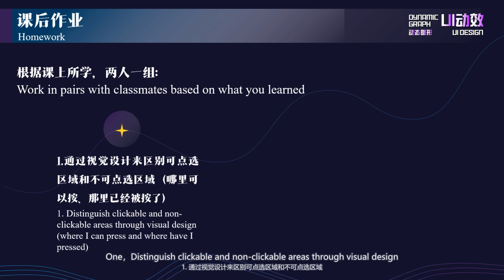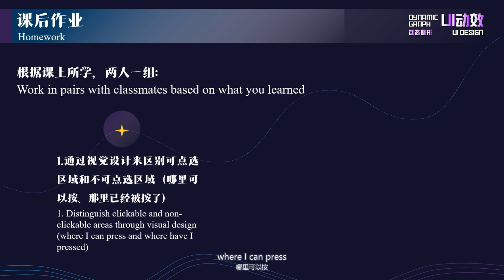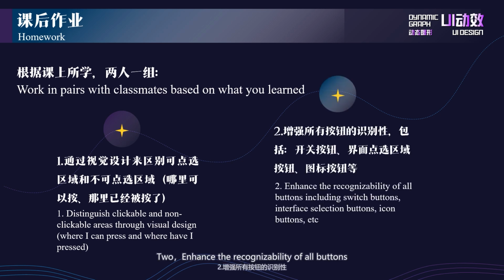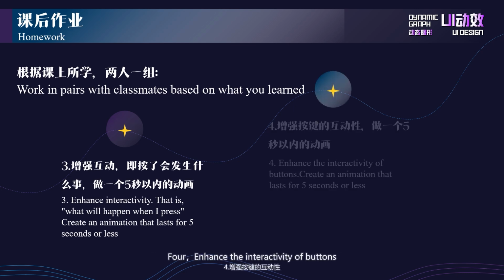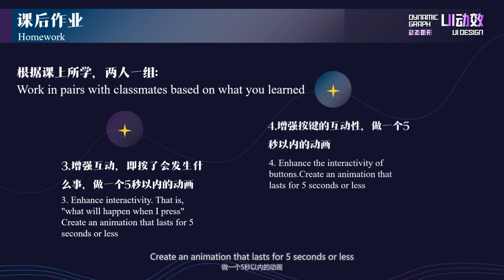1. Distinguish clickable and non-clickable areas through visual design. Where I can press and where have I pressed. 2. Enhance the recognizability of all buttons, including switch buttons, interface selection buttons, icon buttons, etc. 3. Enhance interactivity, that is, what will happen when I press. Create an animation that lasts for 5 seconds or less. 4. Enhance the interactivity of buttons. Create an animation that lasts for 5 seconds or less.